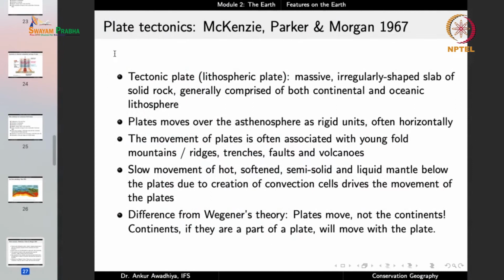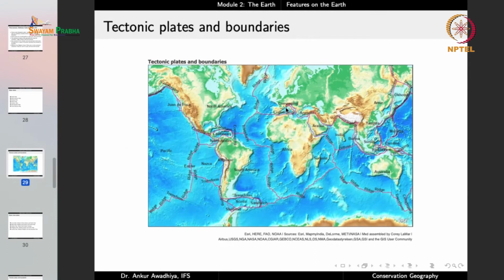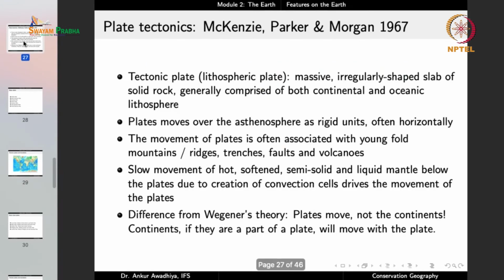move with the plate. So a tectonic plate is a massive, irregularly shaped slab of solid rock, generally comprised of both continental and oceanic lithosphere. If you look at an image of a plate, like this is the African plate. This is an irregularly shaped slab of rock that has this portion which is the continent and this portion which is the oceanic crust. And this plate is a solid mass and it can move as a single piece.